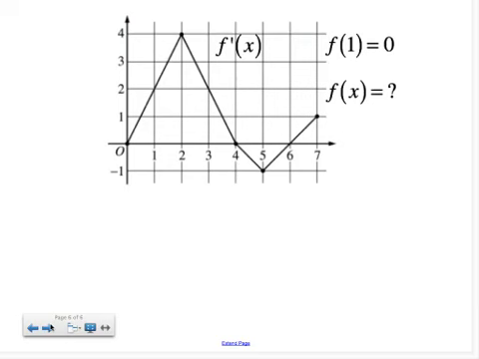Okay, finally let's take a look at this from a graphical point of view. Here is the graph of f prime of x. We are told that f of 1 equals 0. So f of 1 is a known function value, and after that we don't know anything except that this is the graph of f prime of x.